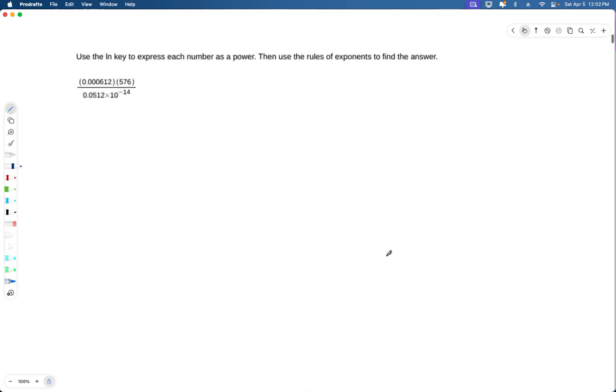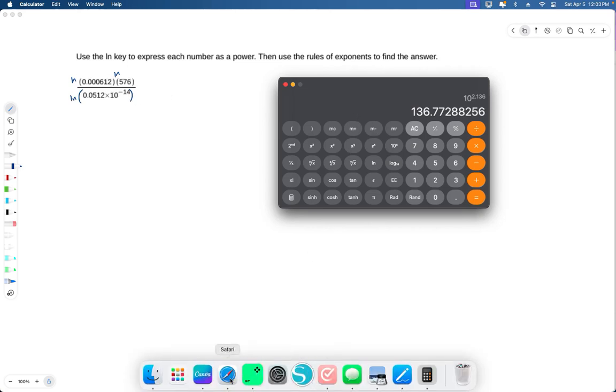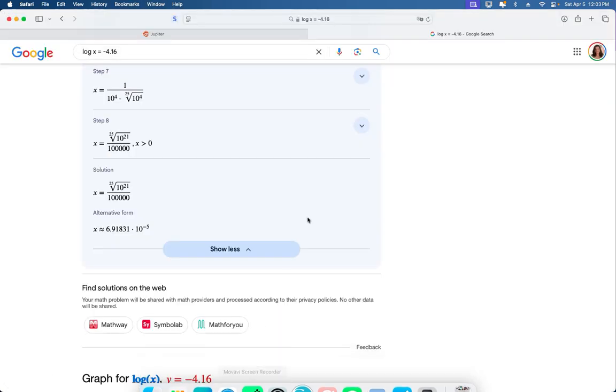All right, we're going to use the ln key to express each number as a power, and then use the rules of exponents to find the answer. So basically you're going to take ln in front of these and multiply times each of these, right? That's basically all you're going to do, but you got to use a good calculator to do it, or you can go to Google and just type in ln parenthesis. So if you don't have access to a really good scientific calculator, you can always do it there. So let me show you this first one.